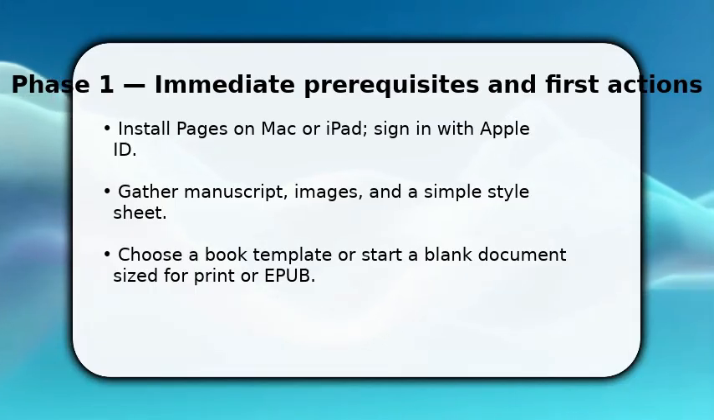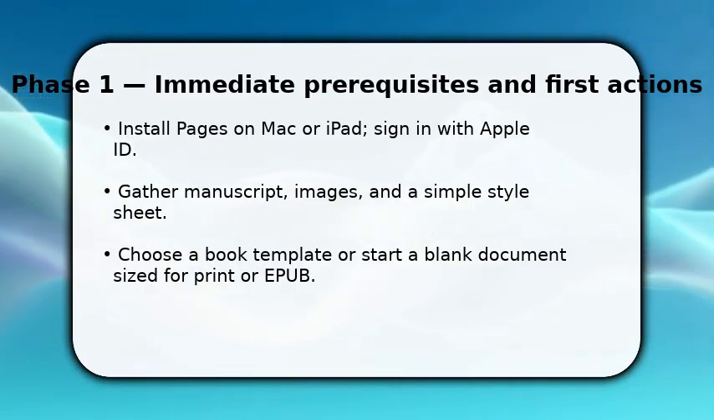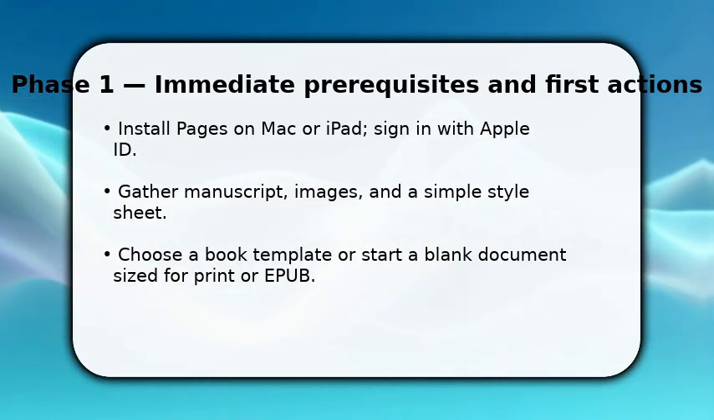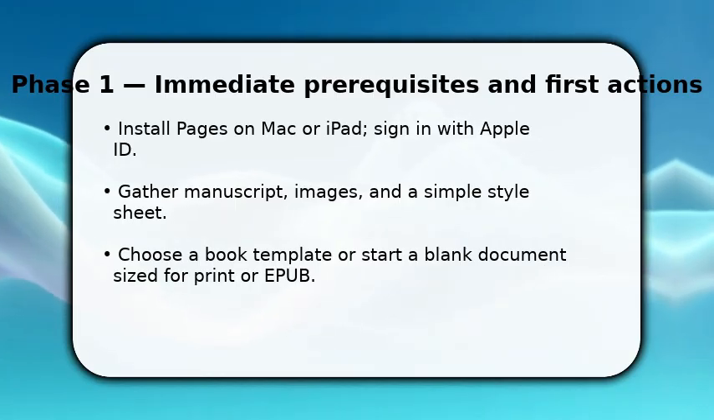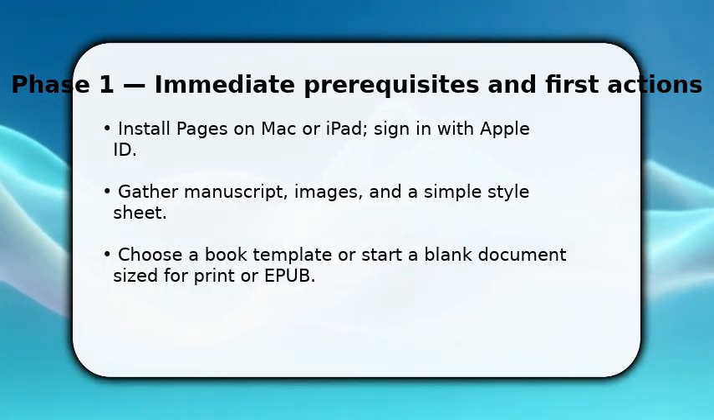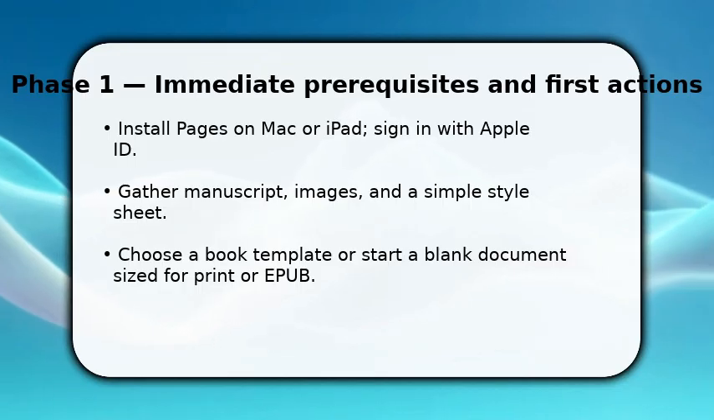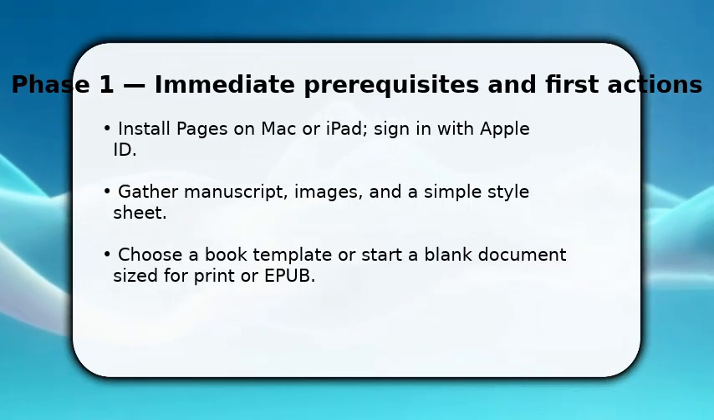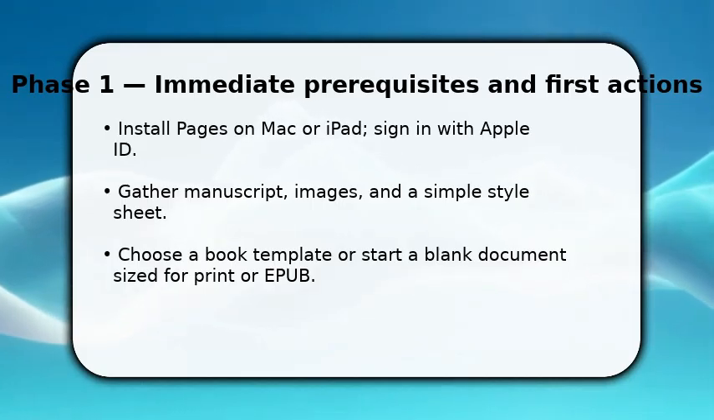You have Pages installed and your assets ready. Now start. Open Pages, choose a book template or a blank document tailored to print or EPUB. This sets margins and facing pages so your layout behaves predictably. Once you pick size and orientation, import your manuscript using copy-paste or file open.